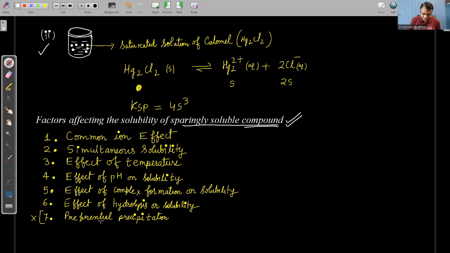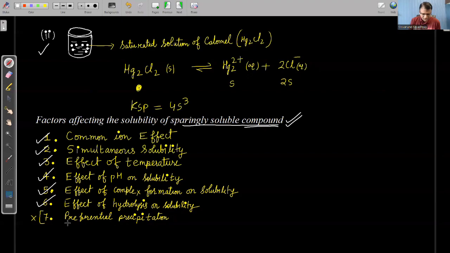Let me read these factors one by one, as we are going to discuss them. The first factor is common ion effect. The second factor is simultaneous solubility. The third factor is effect of temperature. The fourth factor is effect of pH on solubility. The fifth factor is effect of complex formation on solubility, and the sixth factor is effect of hydrolysis on solubility.